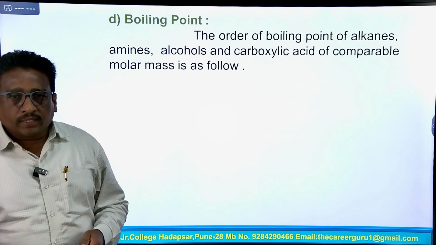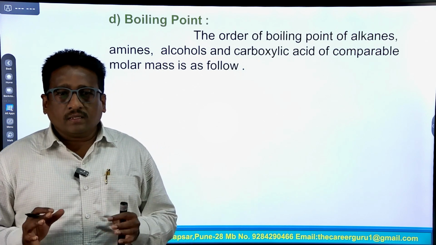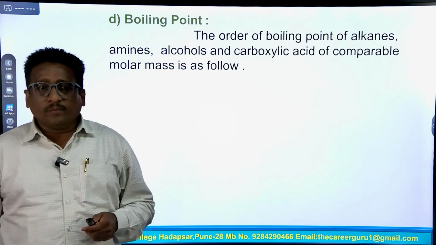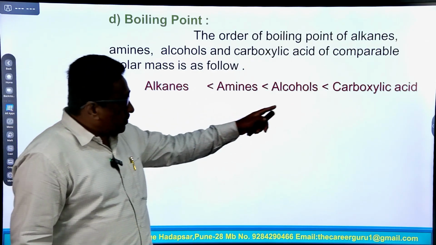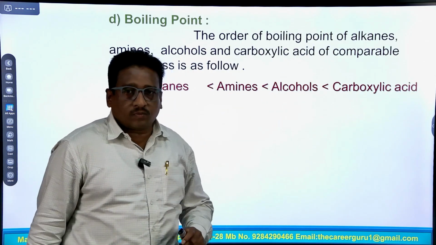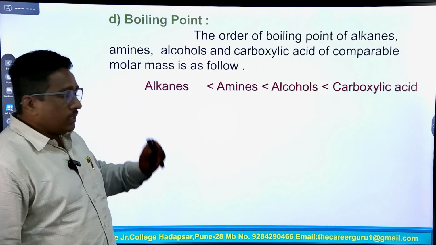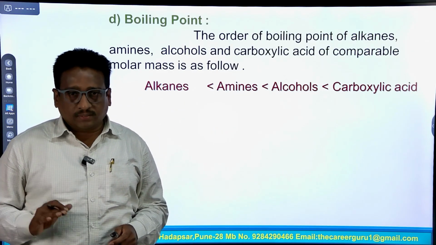Next physical property, boiling point. The order of boiling point of alkanes, amines, alcohols and carboxylic acids of comparable molar mass is as follows. The highest boiling point is carboxylic acid, then alcohol, then amine and alkanes. So alkane molecules have a lower boiling point than amines.